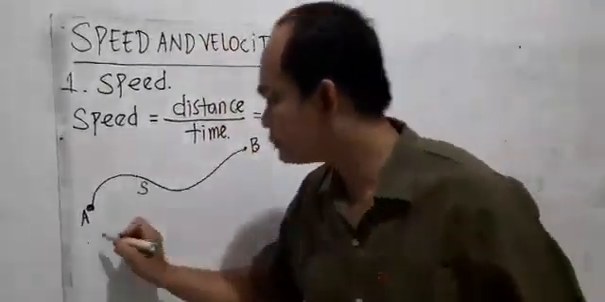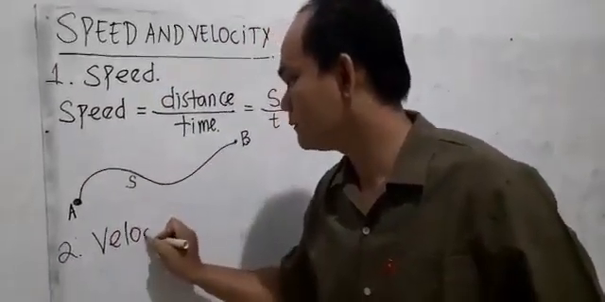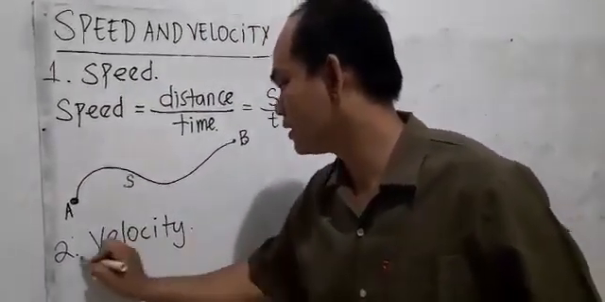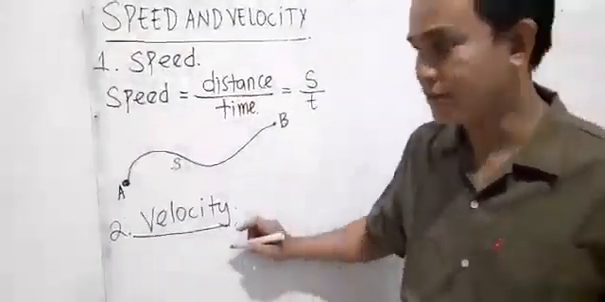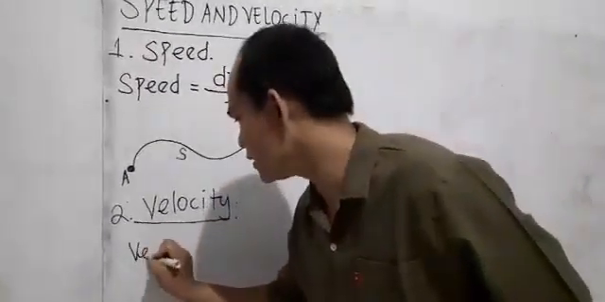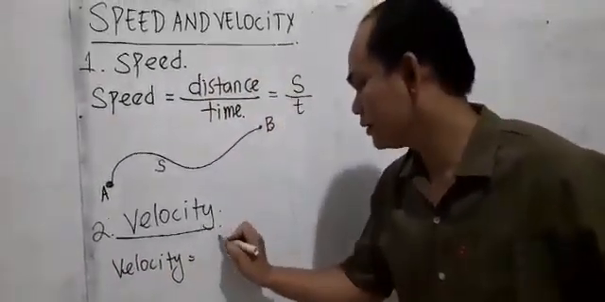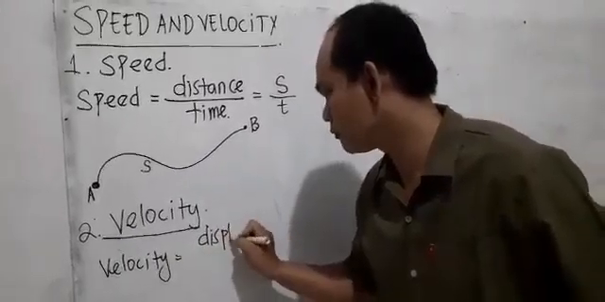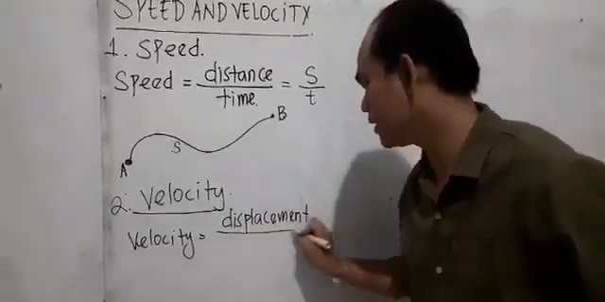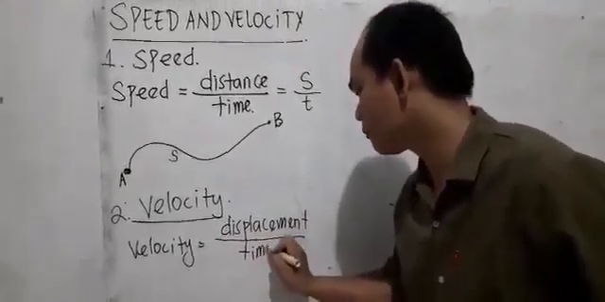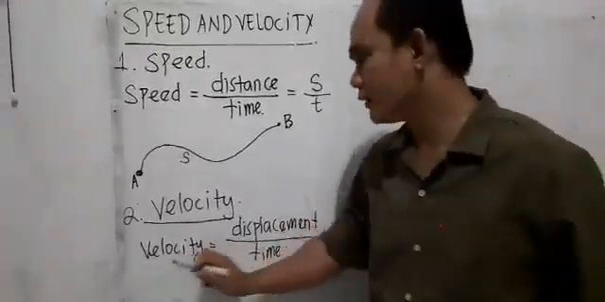But the second one, I told you, is velocity. Velocity has direction and magnitude. So velocity has the formula displacement divided by time. When you divide displacement by time, you will get velocity.